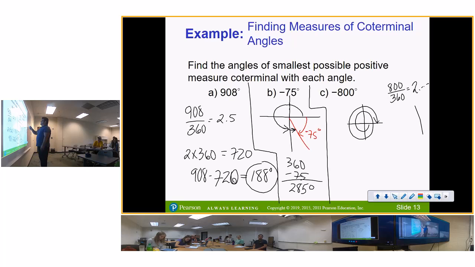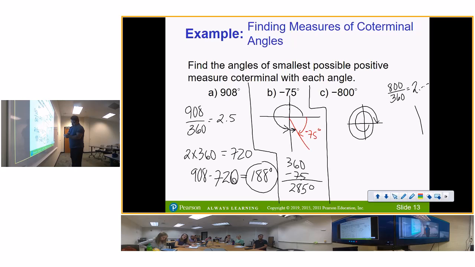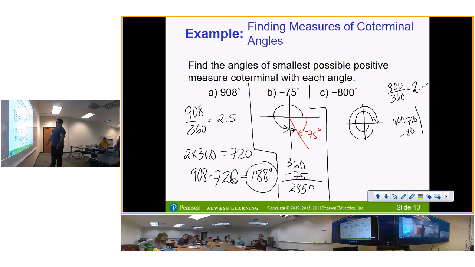2 point something. So what's 2 times 360? 720. 800 minus 720 is equal to what? 80. Negative 80. So this one is negative 80. So negative 80 would be down here. Negative 80 is right there.